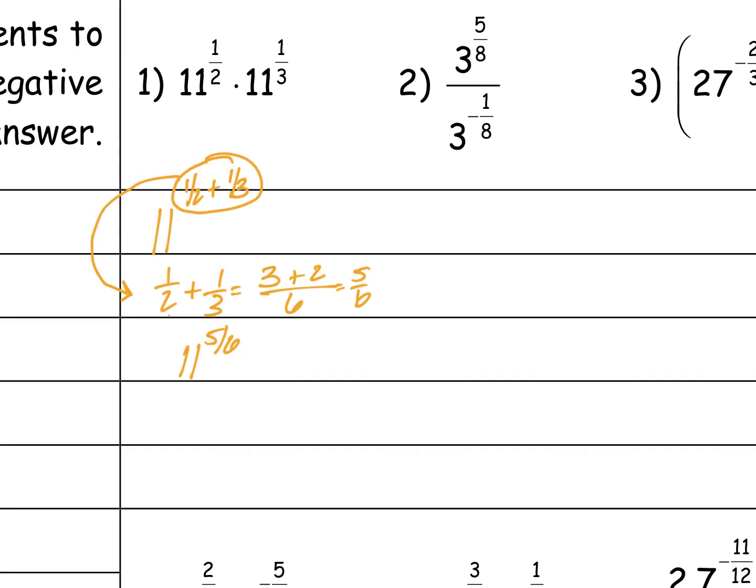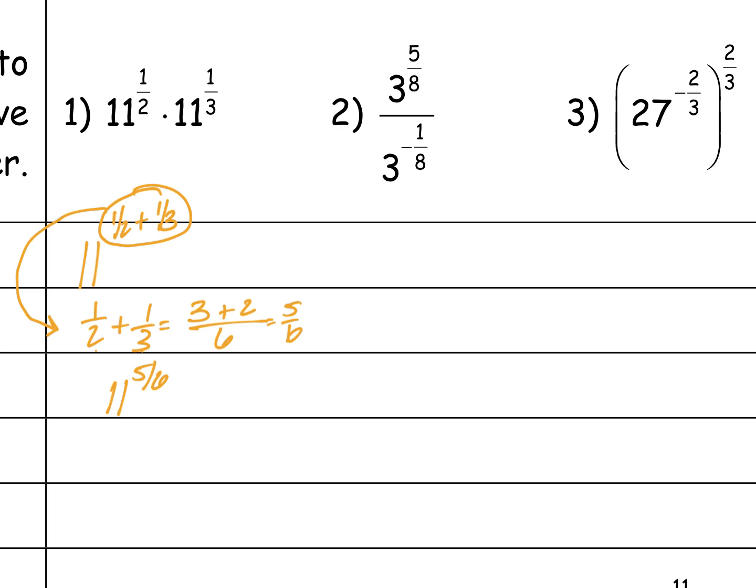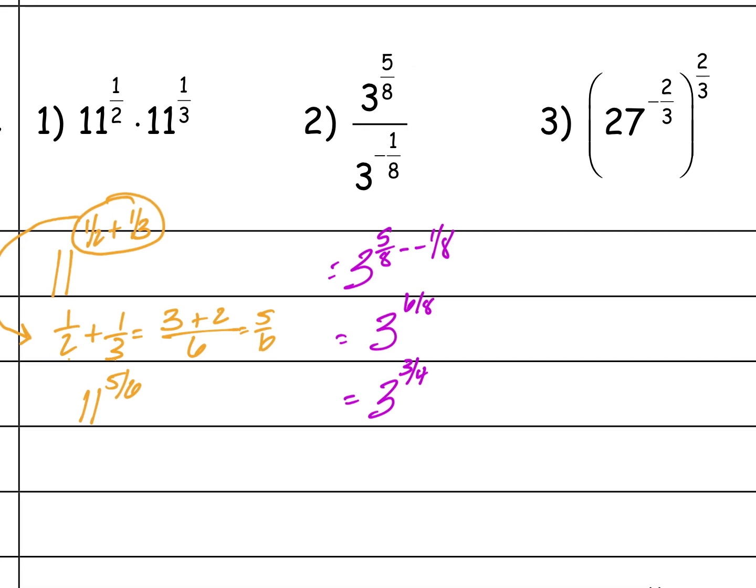Okay. So what happens to these exponents when it's division? What happens? Subtract. So on this one, it should become 3 to the 5/8 minus a negative 1/8. Well, what's minus a minus? Positive. So I'm going to actually add those. And since they already have the same denominator, it makes it super easy, right? So this becomes 3 to the 6/8 or 3 to the 3/4. That's it.